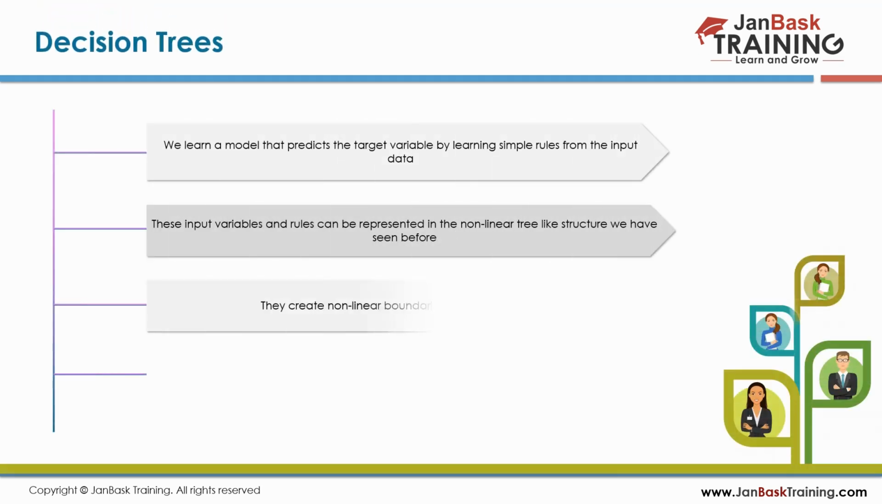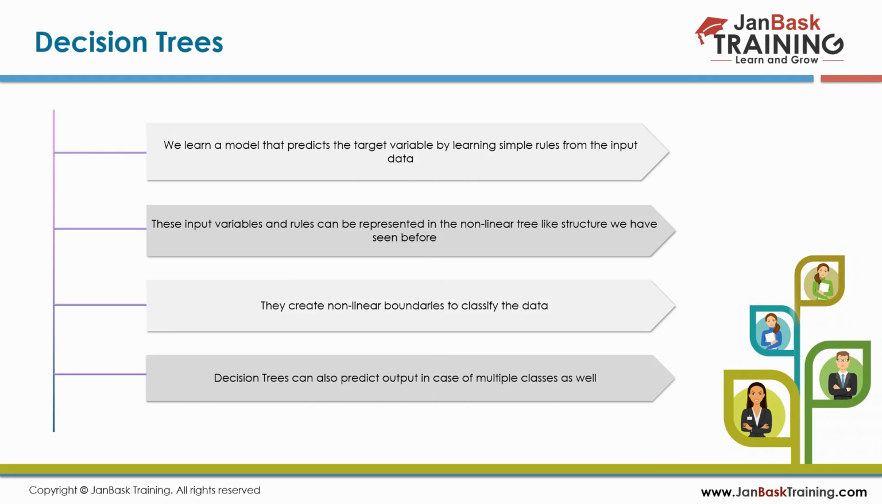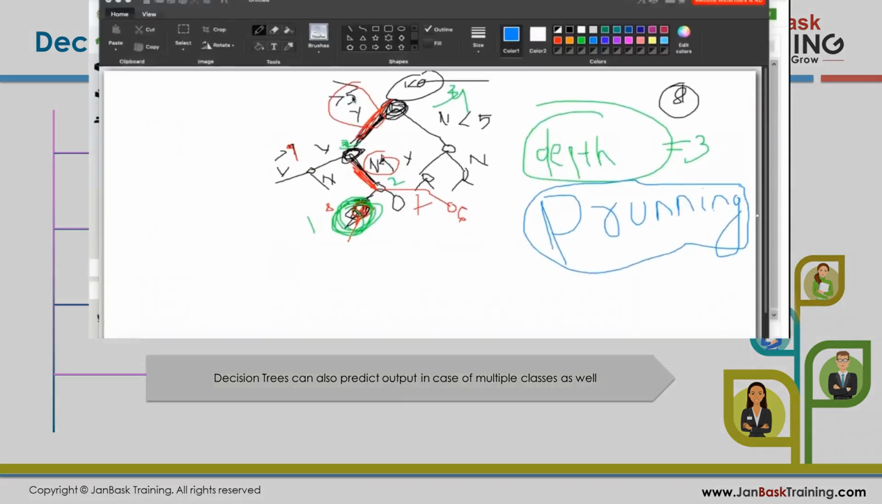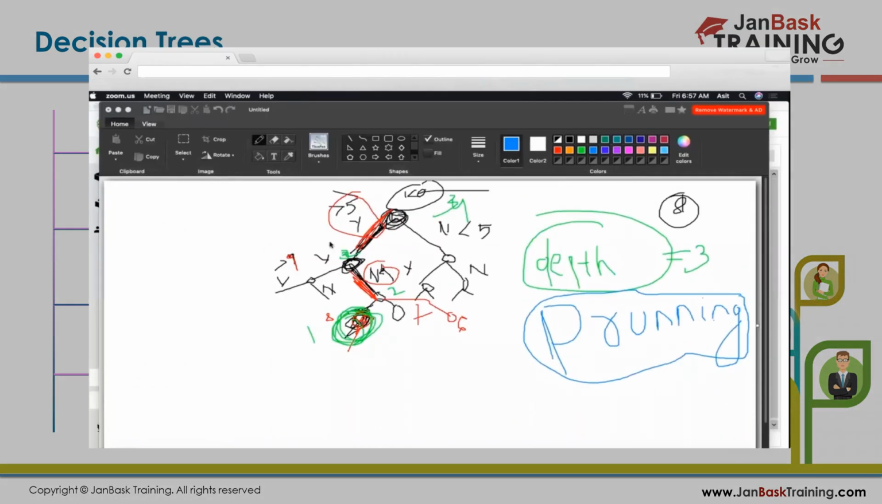In decision trees, we learn a model that predicts the target variable by learning simple rules from the input data. These input variables and rules can be represented in a non-linear tree structure, as we have seen before. They create non-linear boundaries to classify data. Non-linear boundaries here are very simple, but sometimes, in actual sense, a non-linear function will be created by the decision tree to classify to the left branch or the right branch.